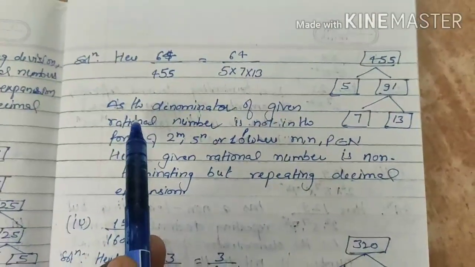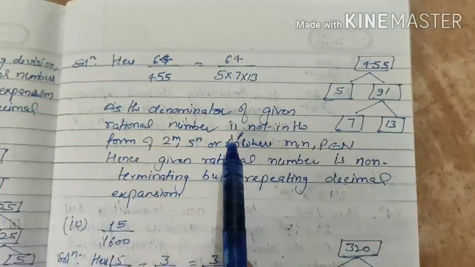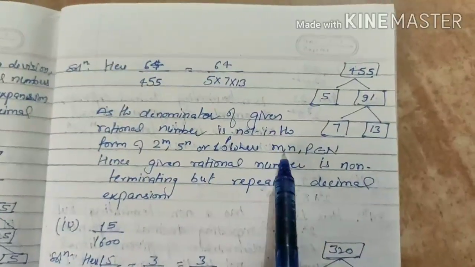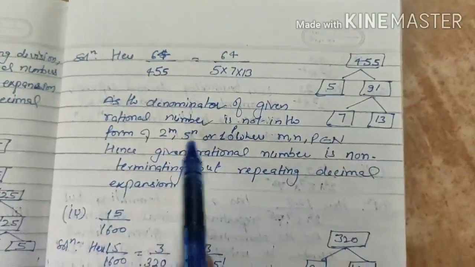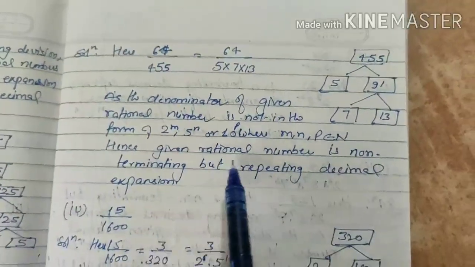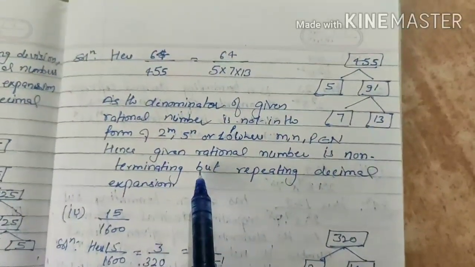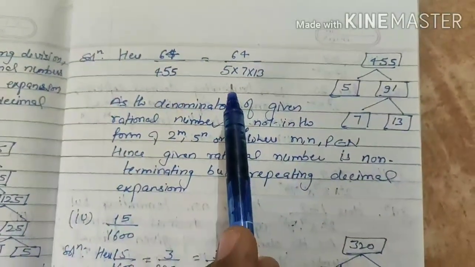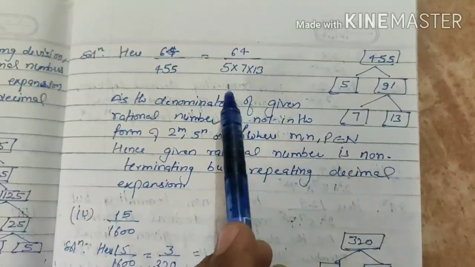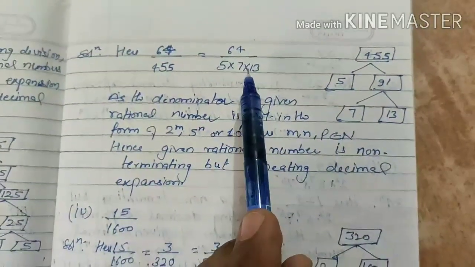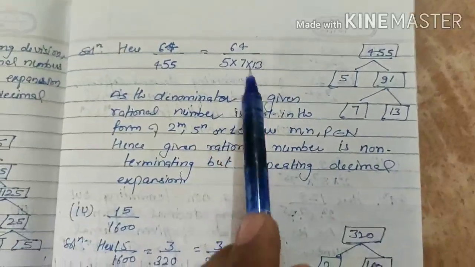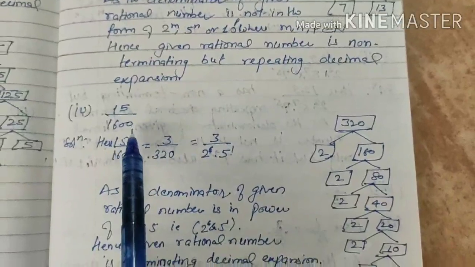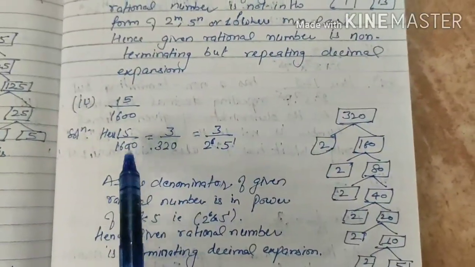As the denominator of the given rational number is not in the form of 2 raised to power m, 5 raised to power n or 10 raised to power p, where m, n and p belong to natural numbers, the given rational number is non-terminating but has a repeating decimal expansion. We already discussed that if the denominator is not in the form of 2, 5 or 10, then the rational number will be a non-terminating repeating decimal expansion. So this is all about part number 3. In the next part we have 15 by 1600.